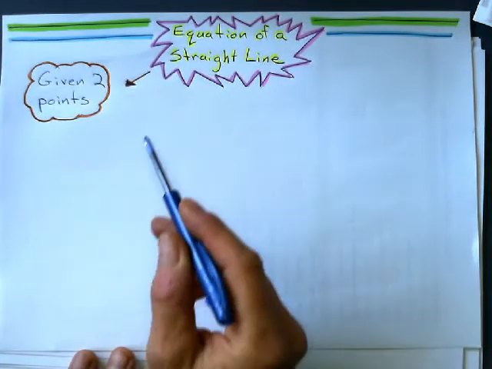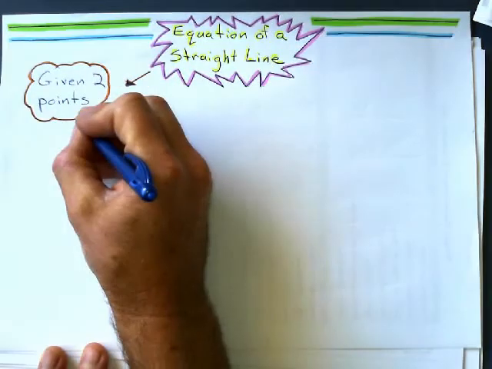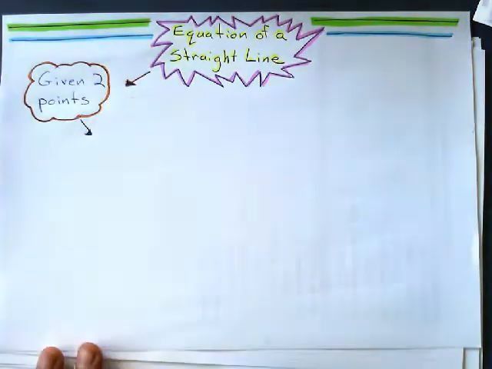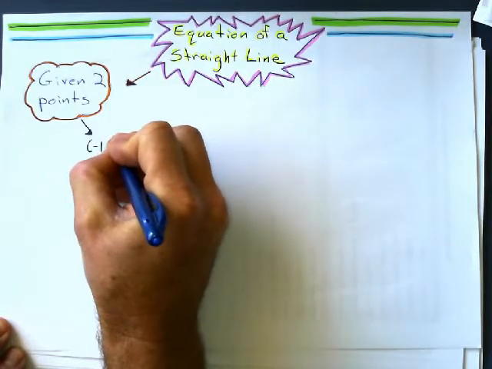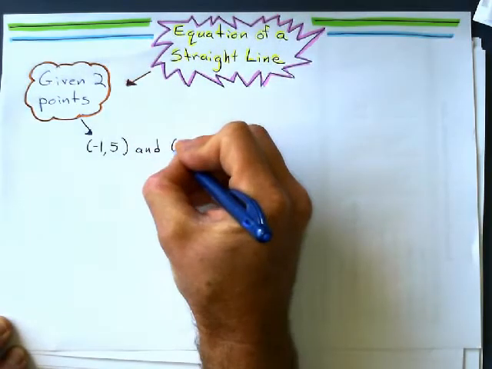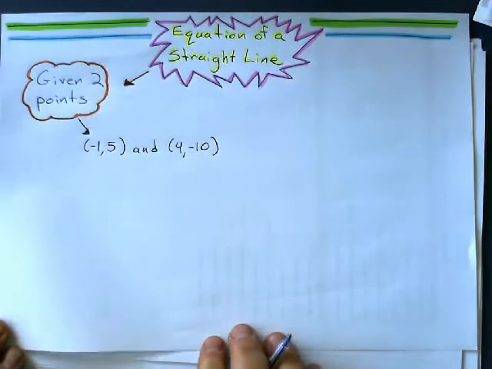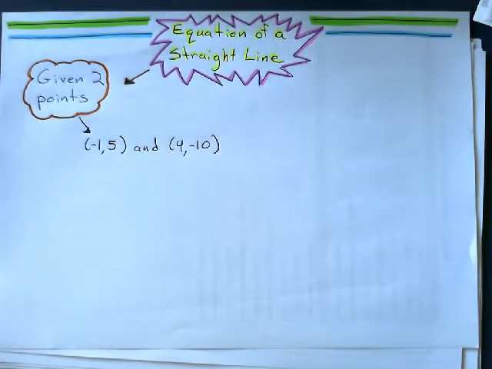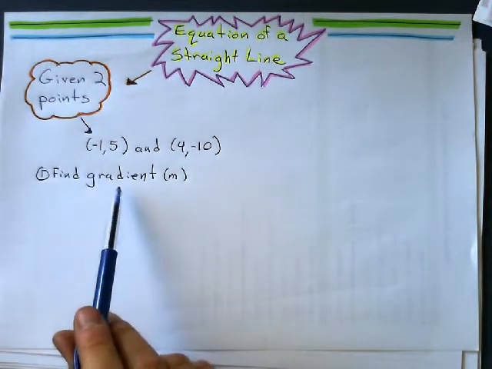So how about getting the equation of a straight line given 2 points? Let's try -1, 5 and 4, -10. Let's try those 2 points. And our first step always is going to be to find the gradient.